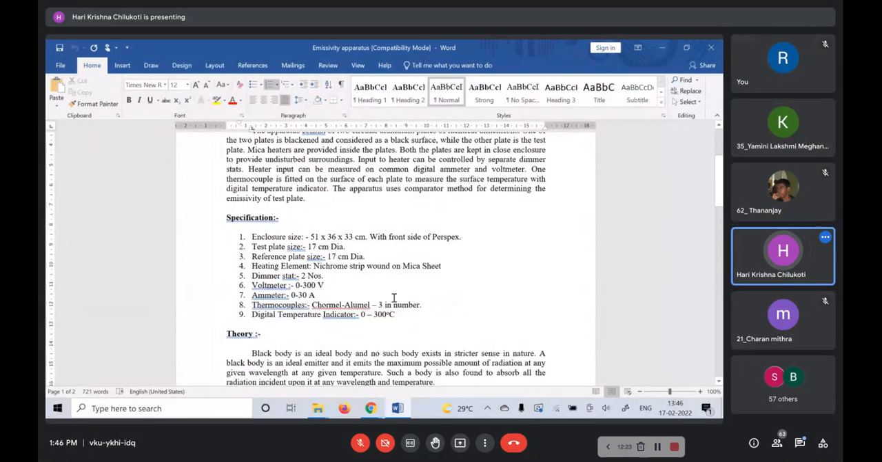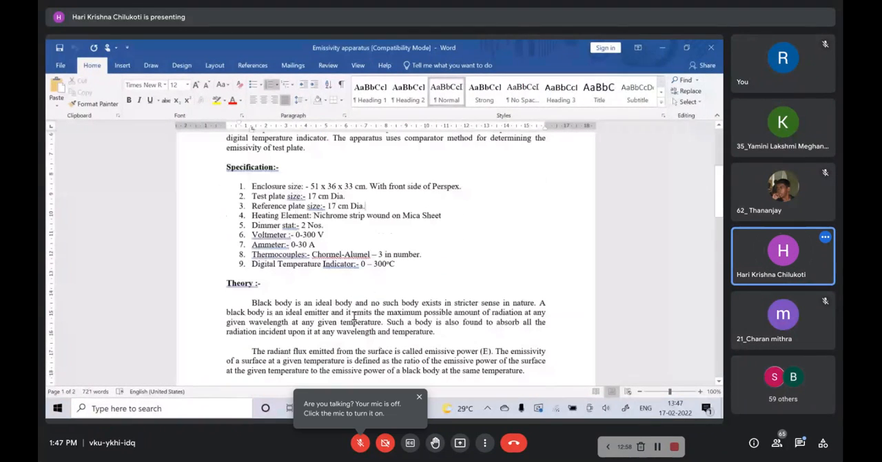And here we are using nichrome strip wound mica sheet type of heating element. And here we have two dimmerstats so that we can control the power input to the heater in the reference plate as well as the power input in the test plate individually. And these are the ranges of the voltmeter and ammeter, and again this is the range of the digital temperature indicator. The type of thermocouple is the chromel aluminum type.